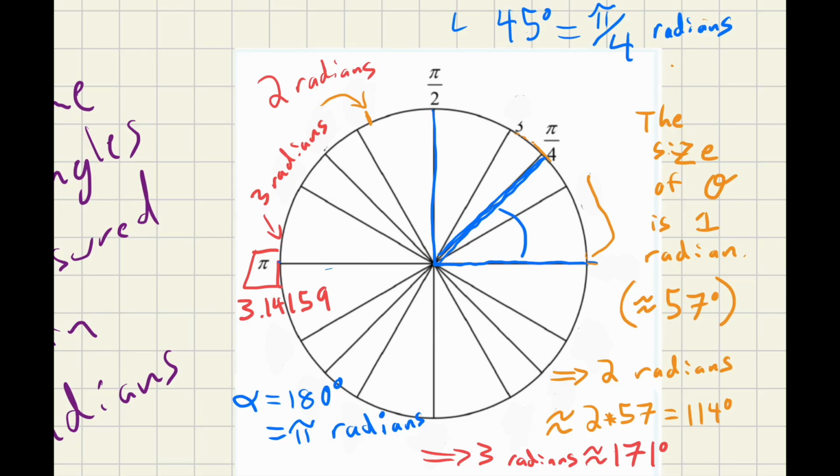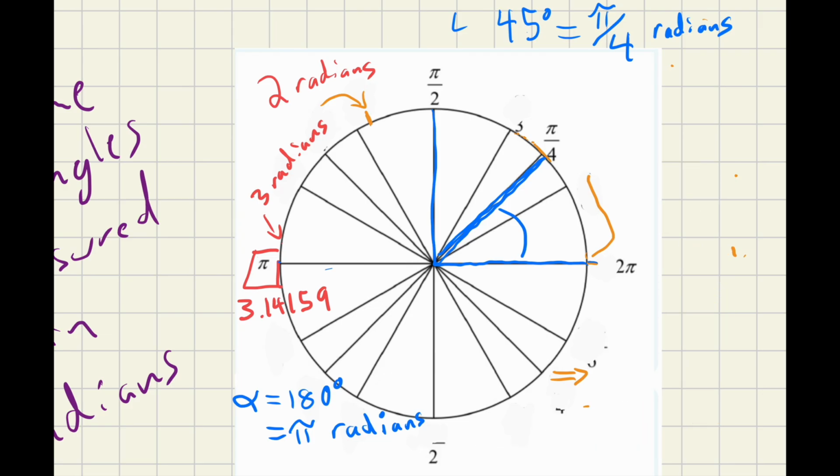There are just so many patterns here with these angle measurements in radians. So half the circle is pi radians, and if you go around the entire circle in radians, you get 2 pi radians because it's twice pi. Pi is 1/2 the circle, 2 pi is the entire circle. So 360 degrees is 2 pi radians.